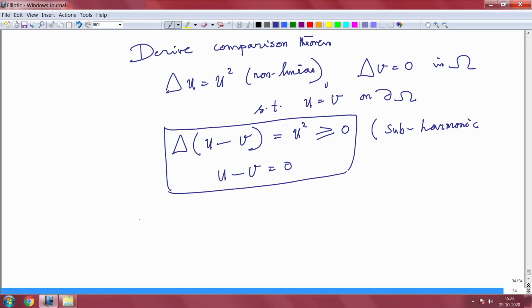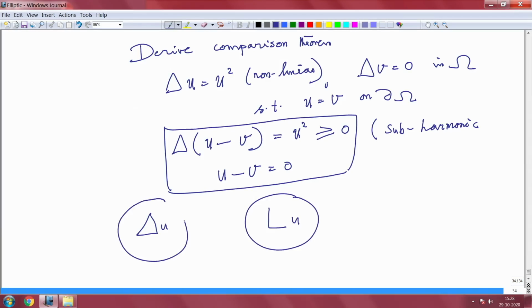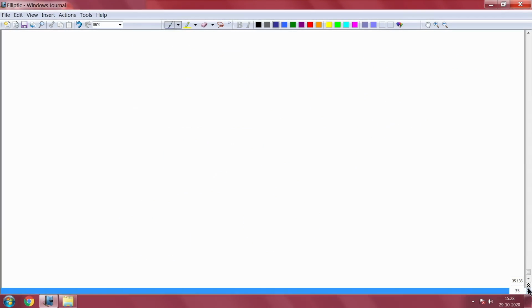So, our aim is to derive maximum principles for the Laplacian operator, but you can have more general operators, which we will not be doing here. Maybe I will give an example if I have enough time. Okay.